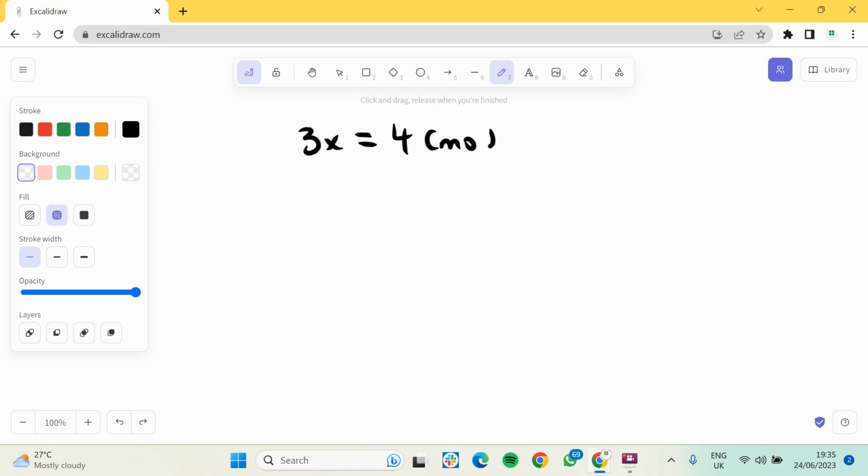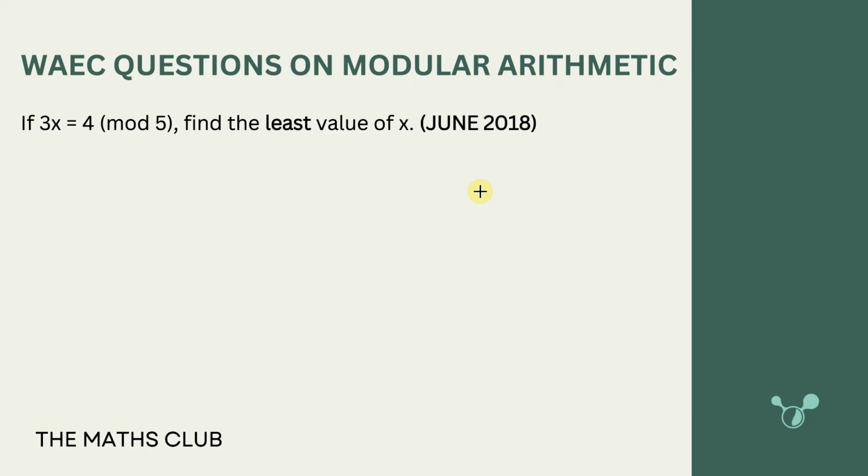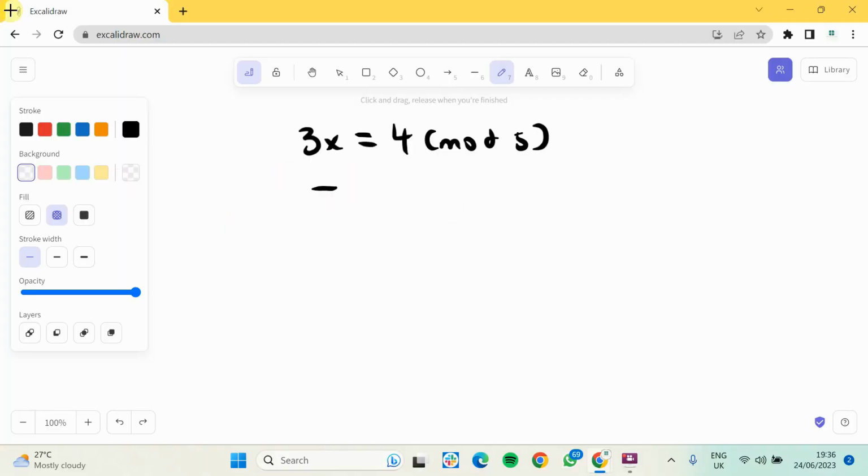Whenever you see find the least, I said it before in one of our previous videos, you have to be very careful. So we're going to look at all the multiples of 3, and look at the multiple of 3 that, by the time I divide by 5, which is the mod, it will give me a remainder of 4. So what's the first multiple of 3? First multiple of 3 is 3. If I divide 3 by 5, this is 0 with a remainder of 3. Is this what I'm looking for?